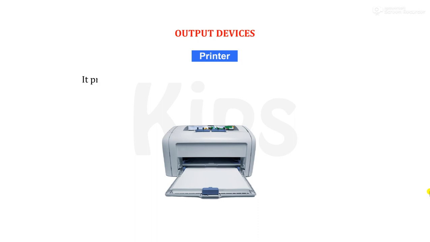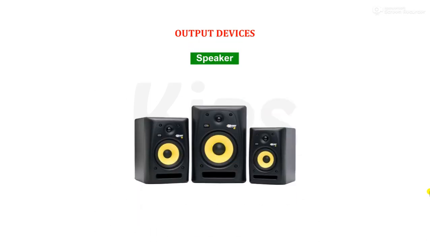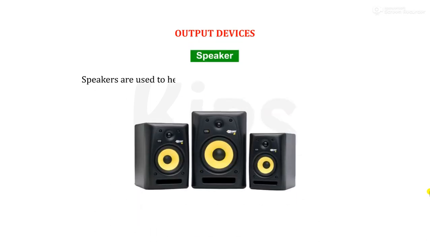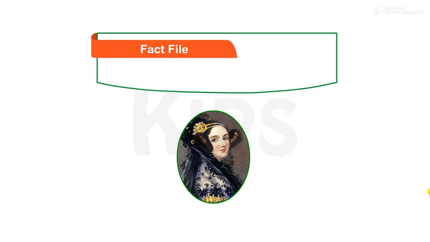Printer. Printer prints the output which you see on the computer screen on paper. Speakers. Speakers are used to hear music and sound stored in a computer. Time for the fact file. Lady Ada Lovelace is regarded as the first computer programmer.